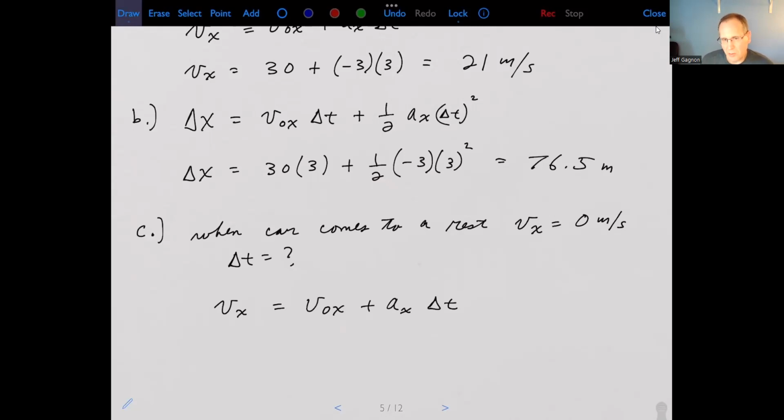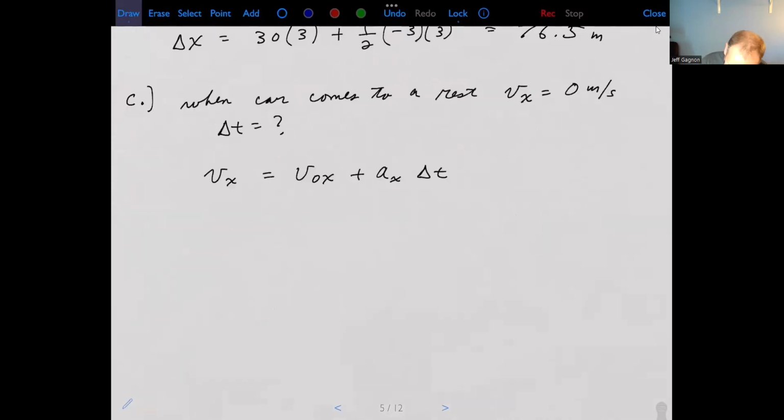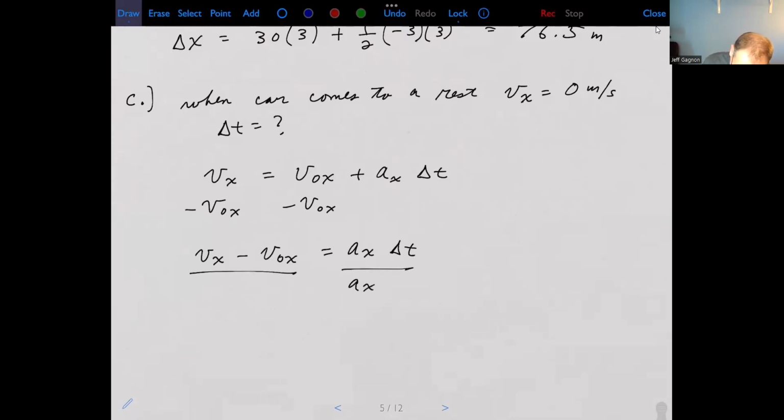Now, there's a couple ways you could do this. You could plug in numbers and then solve for delta t. It's better if you solve it algebraically. But I'll leave it up to you how you guys want to do this. I'm going to solve it algebraically right now. So to get delta t by itself, I need to subtract v naught x on both sides. So vx minus v naught x equals ax delta t. And then finally, I have to divide both sides by ax. Right, ax cancels. So now I have delta t is equal to vx minus v naught x over ax.